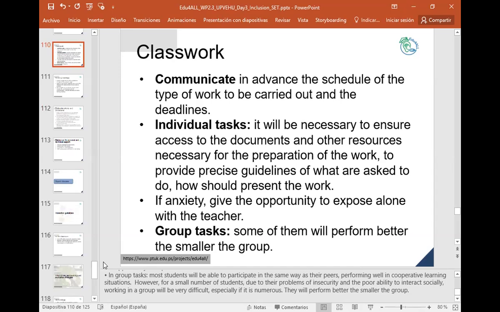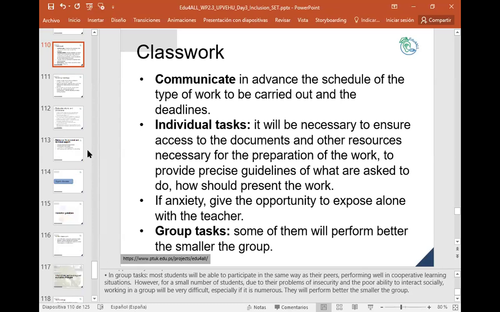In individual tasks, in general they do well, feel safer and more comfortable than working in a group. Even so, it will be necessary to ensure access to the documents and other resources necessary for the preparation of the work, to provide them with precise guidelines of what they are asked to do, how they should present the work, etc. Some students may need more time for the presentation of documents, etc. They may manifest anxiety or stage fright in the oral presentations of the works before their colleagues. If so, provide them with the opportunity to present it alone with the teacher.